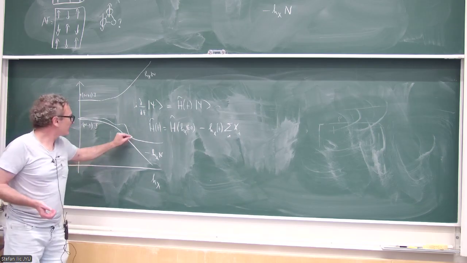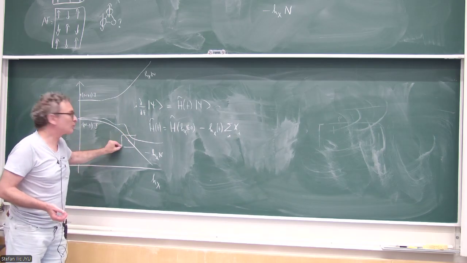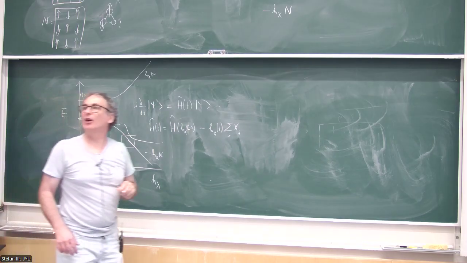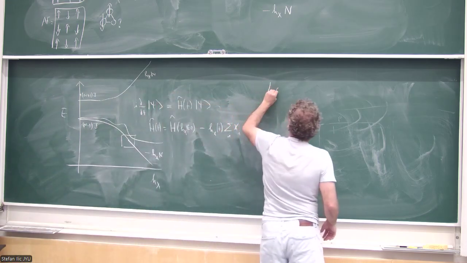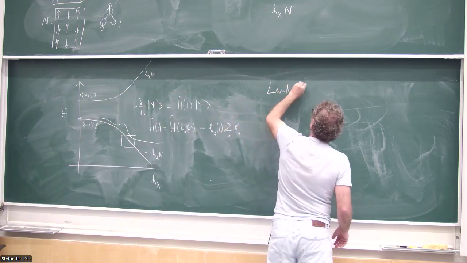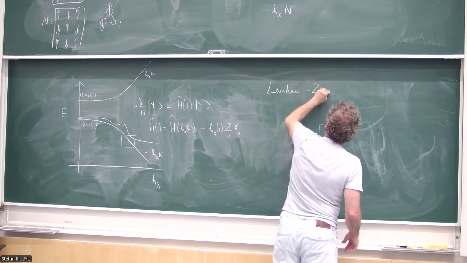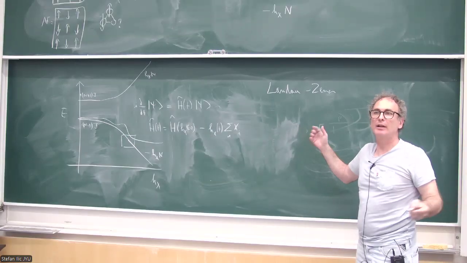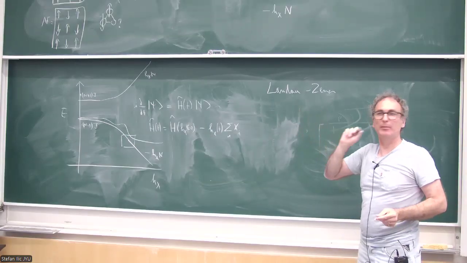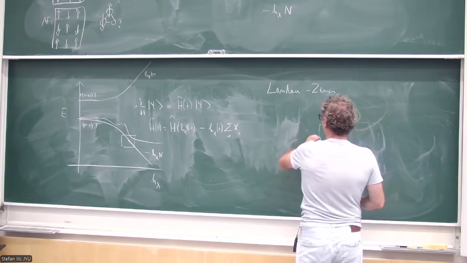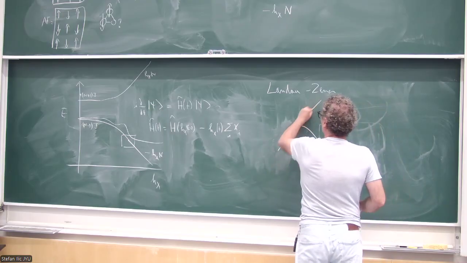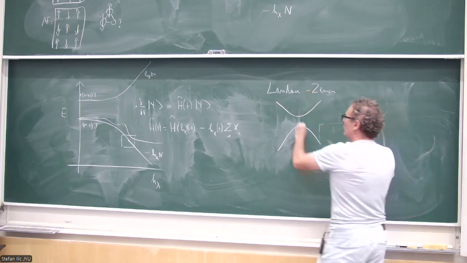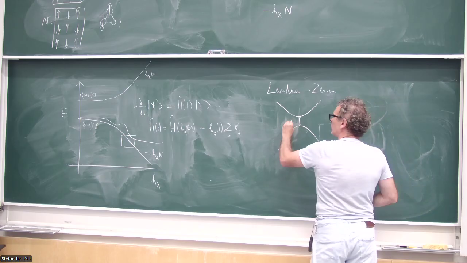So let me look at what happened here. I'm just going to look at 2 levels. And it's called the Landau-Zener problem. And I'm not going to solve it. It's in Landau's book, so it's everywhere. I just want to give you a glimpse of what happens. So you have one state, and you have a second state, the ground state, the first excited state, and you have a gap in between, which is delta.